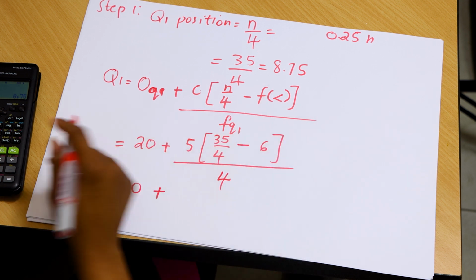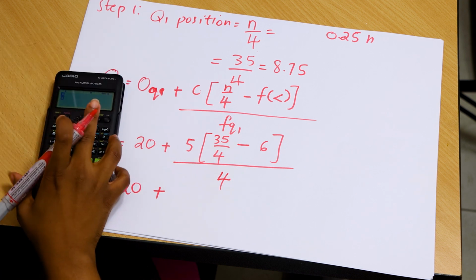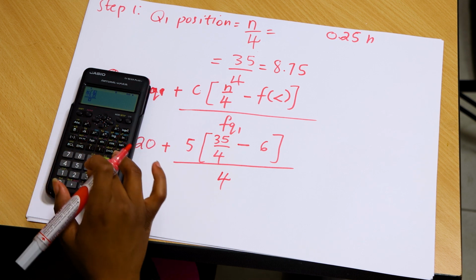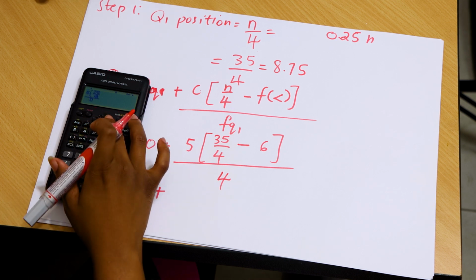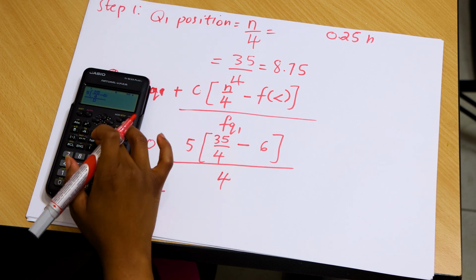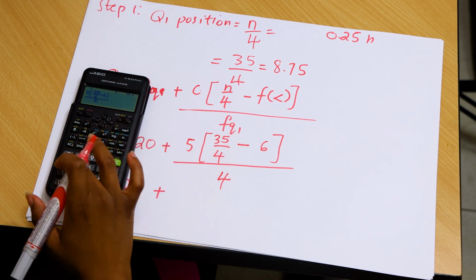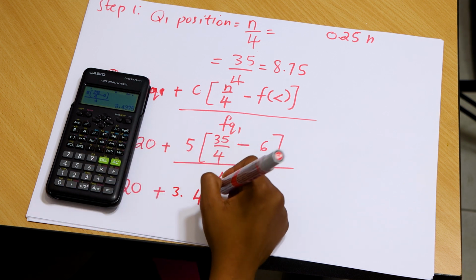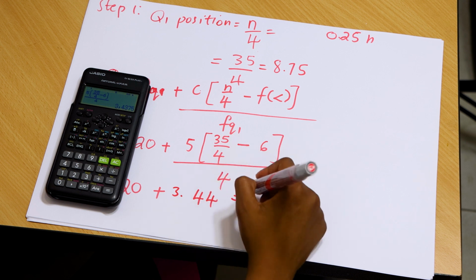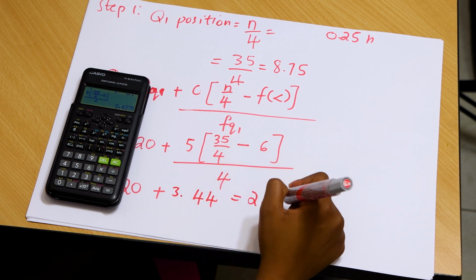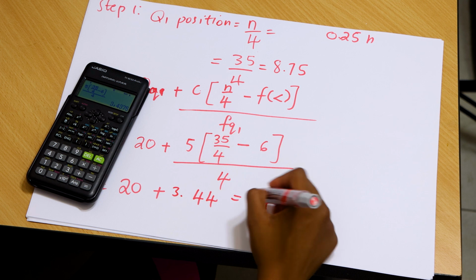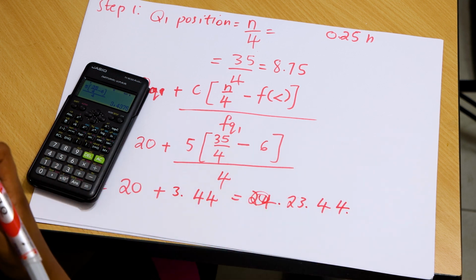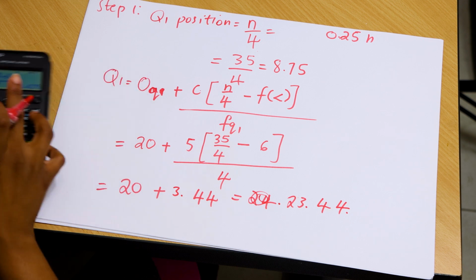So it's going to be 20 plus 5 multiplied by 35 over 4 minus 6, divided by 4. The fraction part is 3.44, so it's going to be 23.44. Then that is your Q1 value.